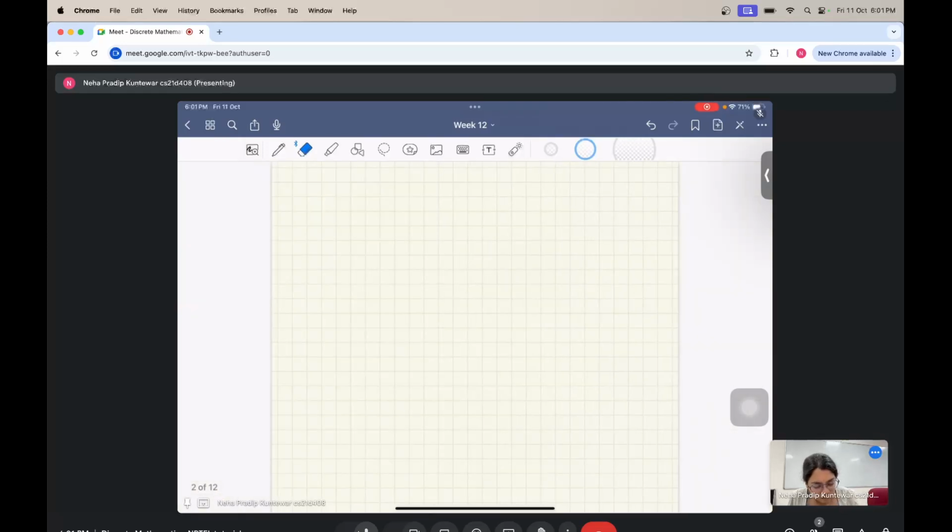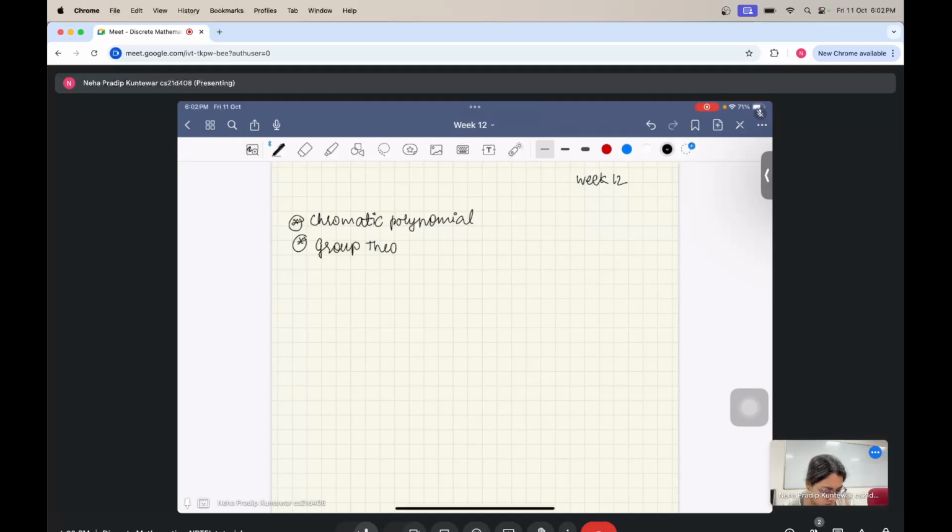So, what we'll do today is some advanced topics on counting. We will see what a chromatic polynomial is, then we will also look at some results from group theory and how to use these polynomials for counting. So that's the agenda for today.